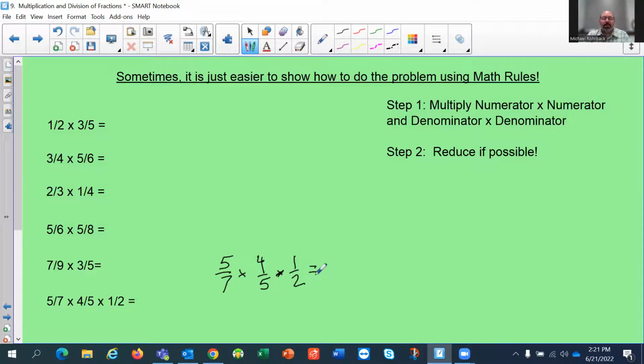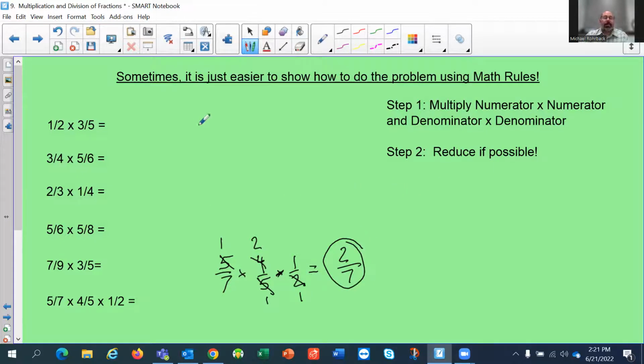we multiply. So instead of getting 20 over 70 or something like that, we can say, look, we have a 5 on the top and a 5 on the bottom. They both become 1, which means they're not going to do anything. 4 divides by 2 and becomes 2, and 2 divides by 2 and becomes 1. And now we've got 1 times 2 times 1, which is 2, and 7 times 1 times 1, which is 7. And we're done. 2/7 is our answer.